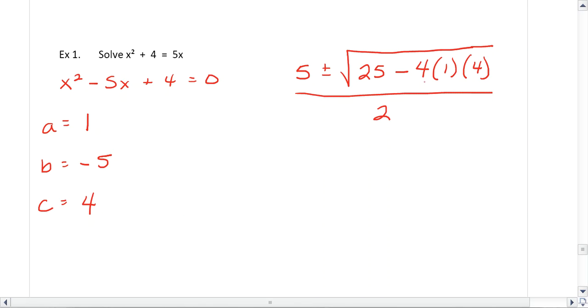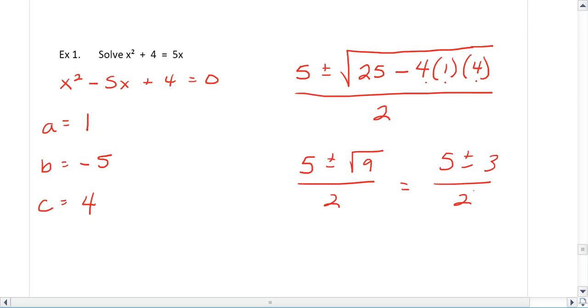Order of operations, we definitely need to multiply these three numbers first, and then we'll subtract from 25. So 4 times 1 times 4 is 16. And 25 minus 16 is 9. So this one kind of worked out nice because we have a perfect square. So let's go ahead and do the square root of 9, and we get 3.